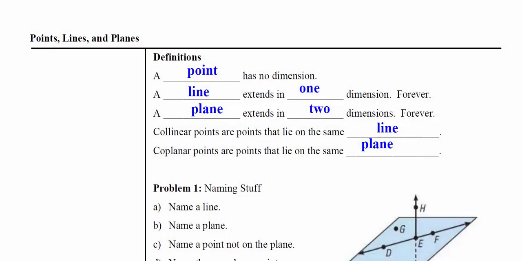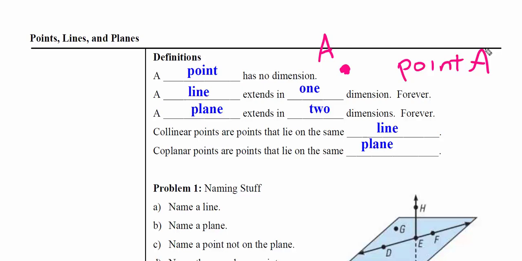Foundational to any study of geometry is a discussion on definitions. So we have a point, which has no dimension. A point looks like this. We'll call this point A, and we say that as point A.